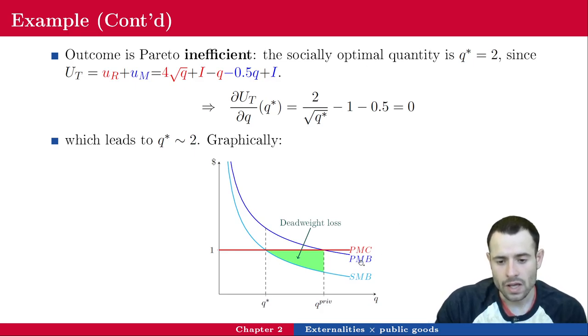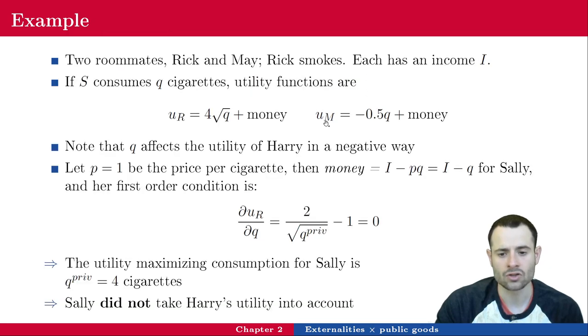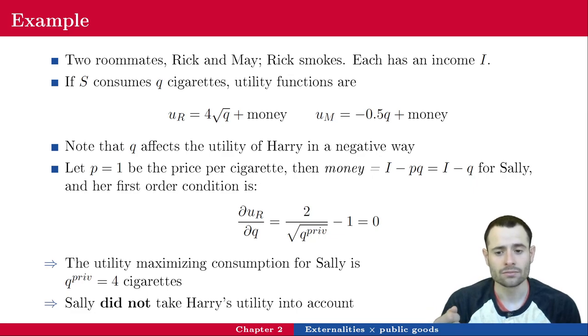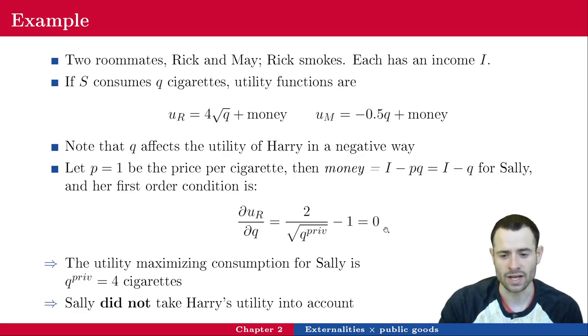So, if you take into account SMB, the place where SMB crosses PMC will be the socially efficient quantity, Q star. This is given by this computation here. If you forget about the minus 0.5, you have the exact same first order condition as the previous slide. 2 over square root of Q minus 1. 1 represents the marginal cost. 2 over square root of Q represents the marginal utility or the marginal benefit of Rick. So when you put the minus 1 to the other side, you get private marginal benefit equals private marginal cost.